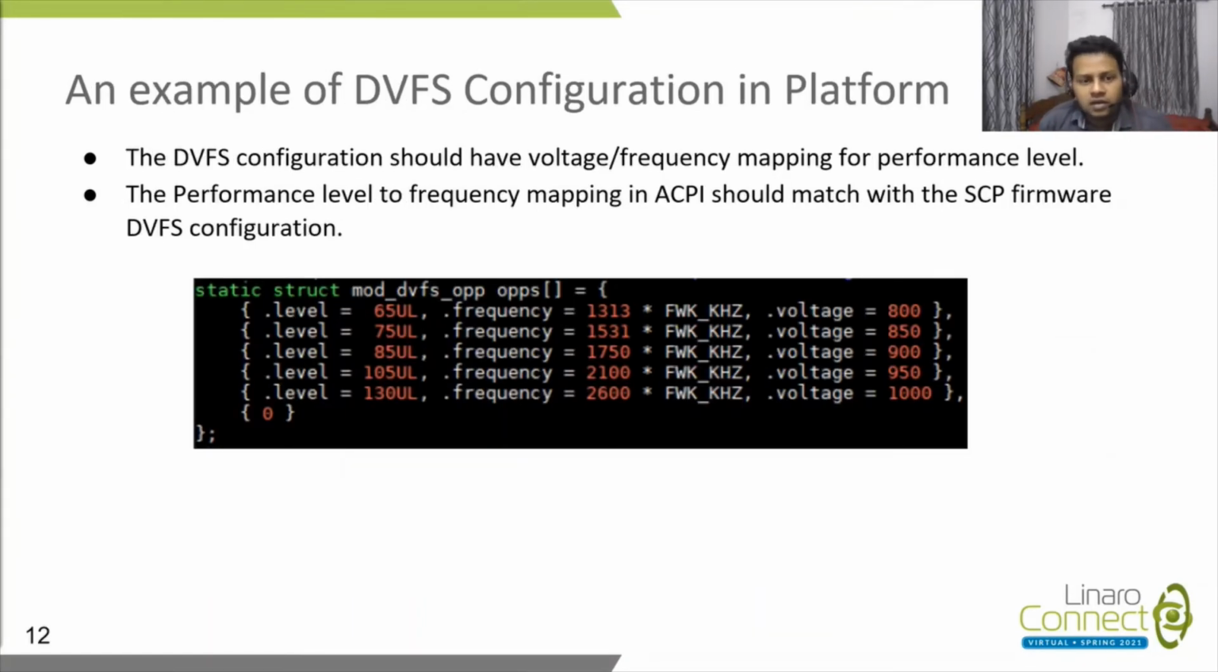Now on the DVFS configuration, the DVFS configuration at the platform firmware side should also map each of the performance levels supported with the respective frequency and the voltage level. So this is the performance level or the performance value in the scale which is chosen, and the corresponding frequency mapping and the voltage mapping for the respective performance level should also be mapped in the DVFS framework.